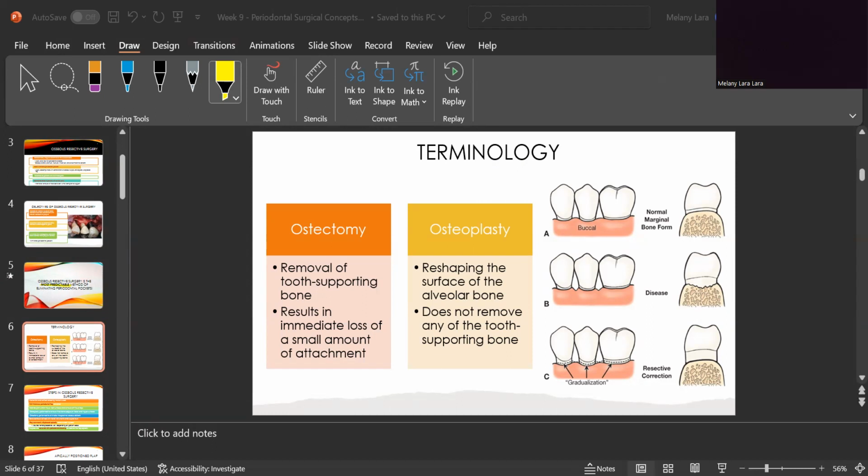Osteoplasty is reshaping the surface of the bone. Okay, so we're not going in and removing any of the tooth-supporting bone, we're just reshaping it. And you'll see in the video today, they have a really good demonstration of some thick buccal bone, and they basically go in and do osteoplasty on the buccal bone to trim it down, make it a little bit smoother. Now, these two terms go hand in hand. Even though they're technically separate terms, when we're doing osseous resective surgery, ostectomies and osteoplasties are both happening simultaneously. Okay, but I do want you to be able to differentiate technically between the terms.